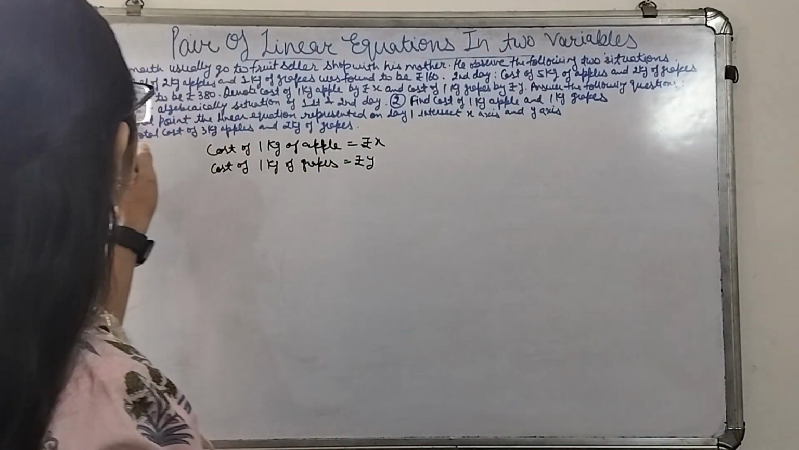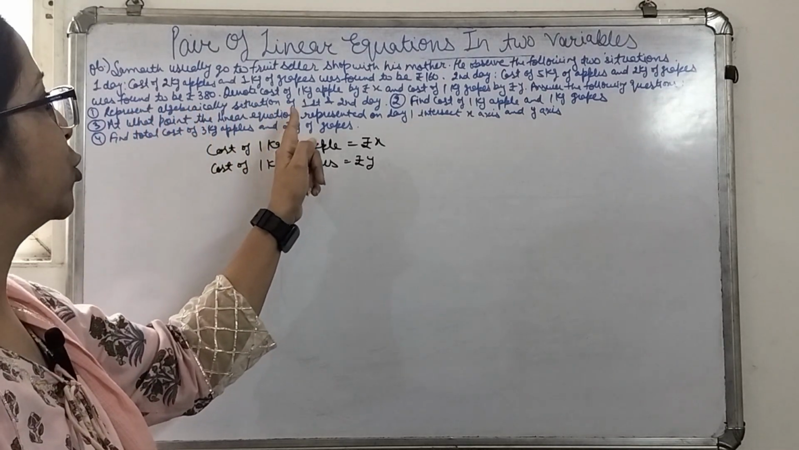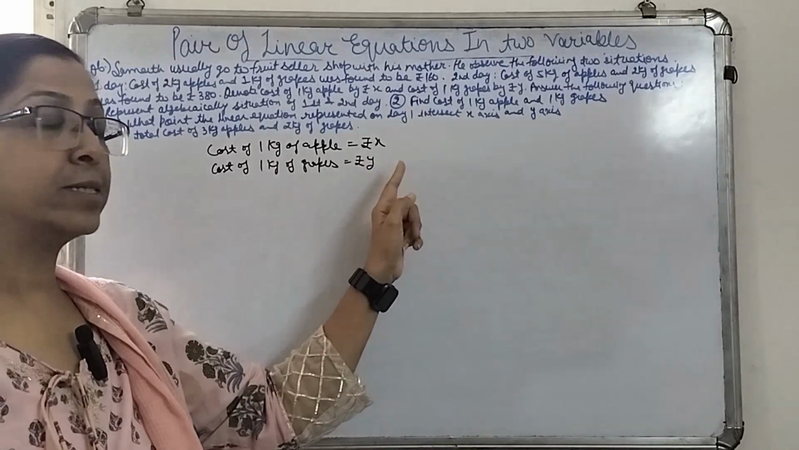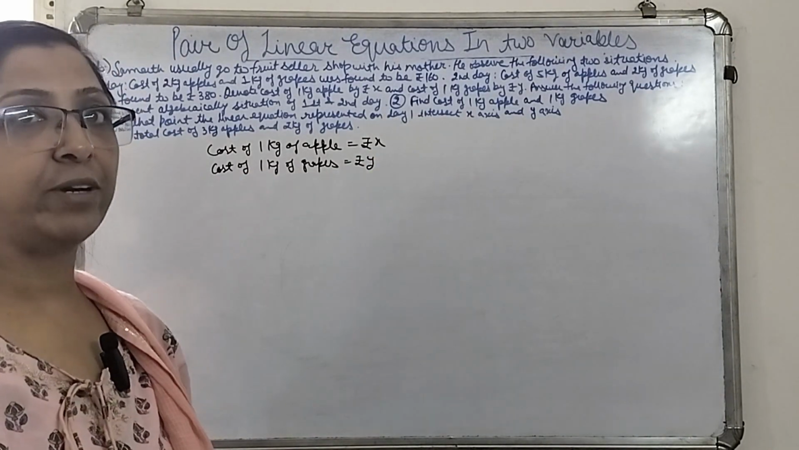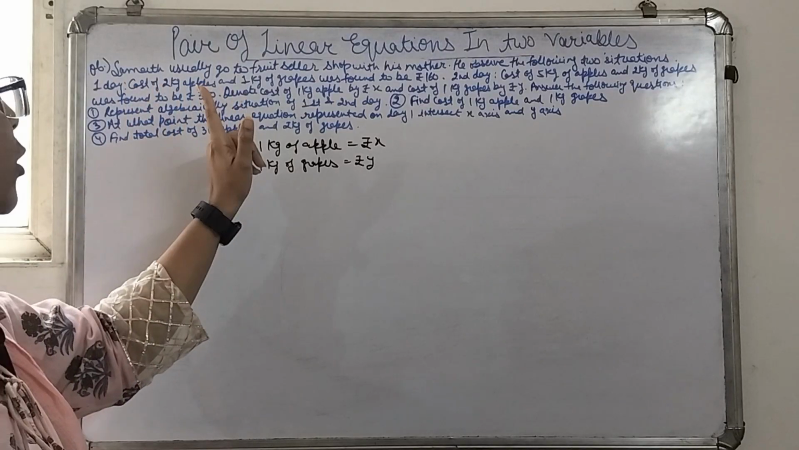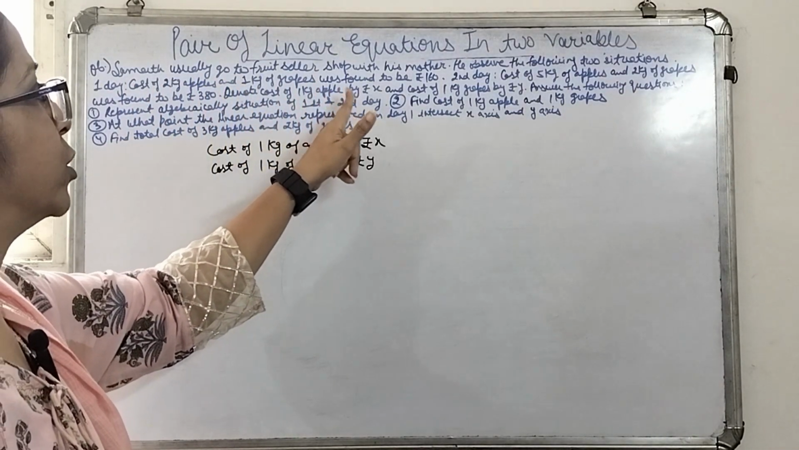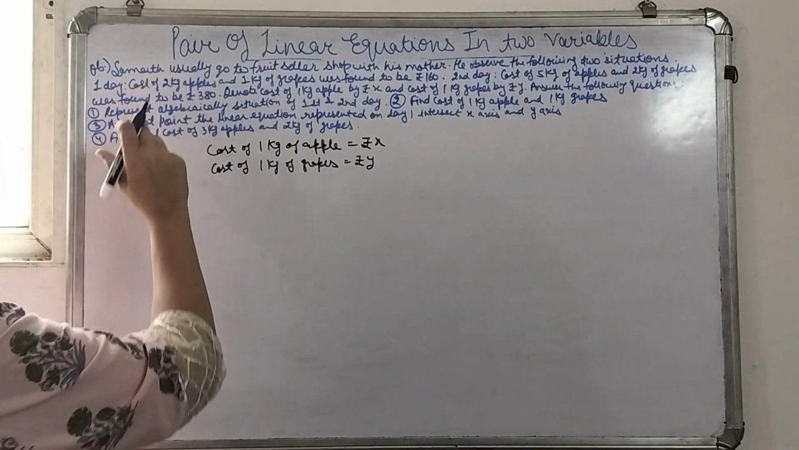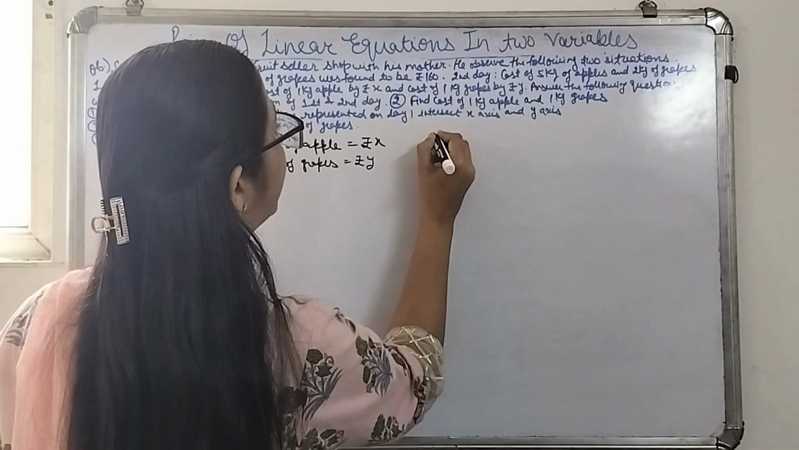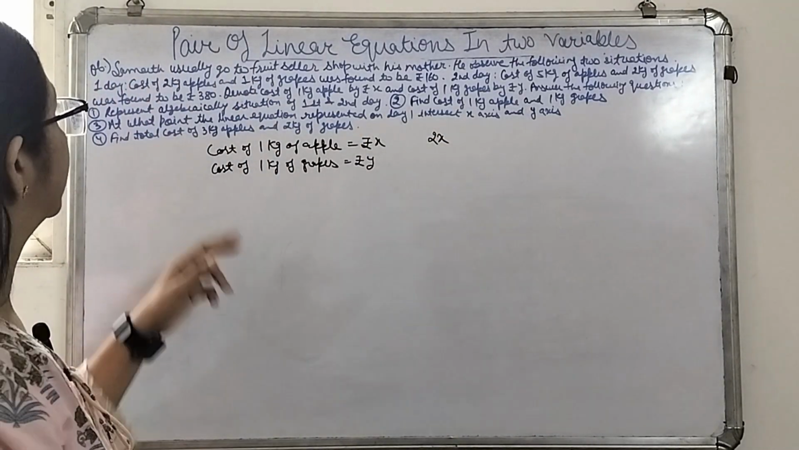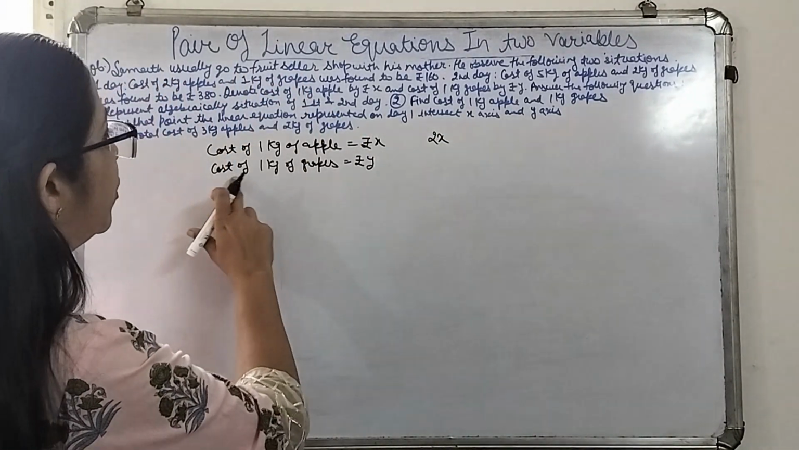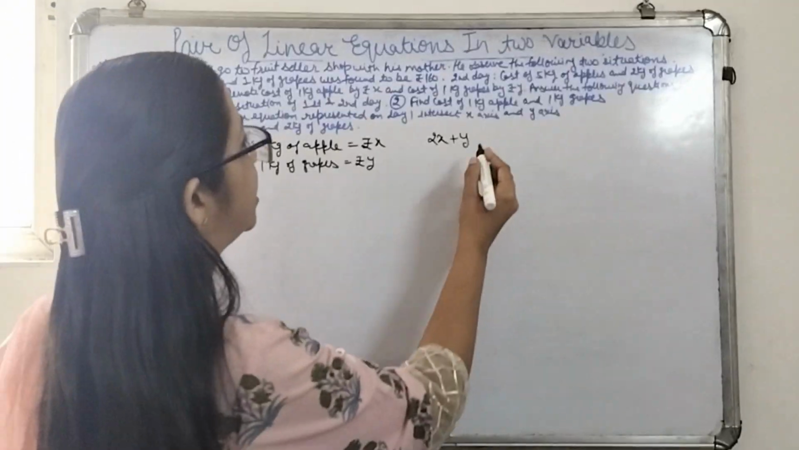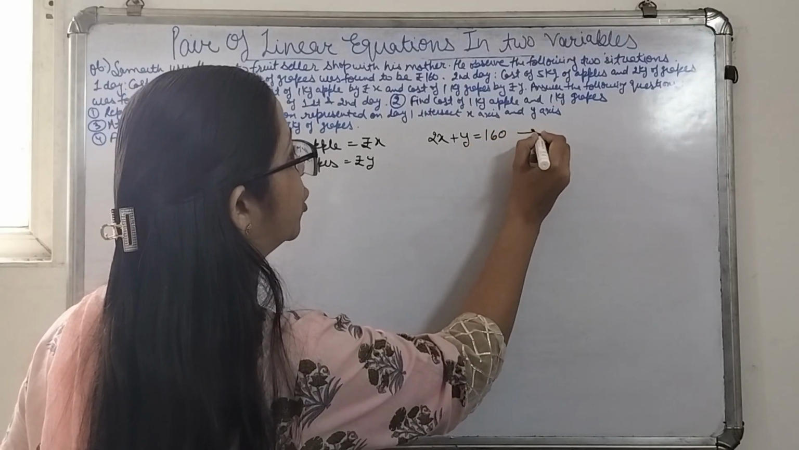Answer the following questions. First, represent algebraically the situation of the first and second day. Now it is already given that the cost of 1 kg of apple is rupees x and the cost of 1 kg of grapes is rupees y. So on the first day, the cost of 2 kg of apples and 1 kg of grapes was found to be 160. If the cost of 1 kg of apple is x rupees, what will be the cost of 2 kg of apples? It will be 2 multiplied by x, that is 2x rupees. And the cost of 1 kg of grapes is y rupees, and the sum of these two is equivalent to rupees 160. So this is the first equation.